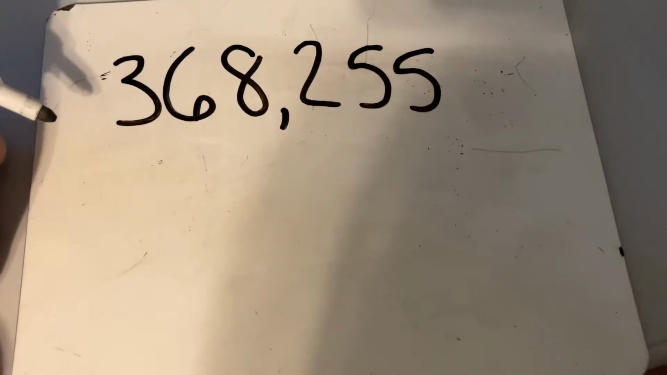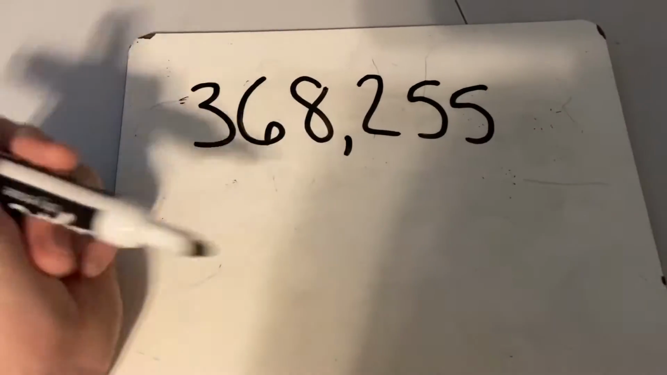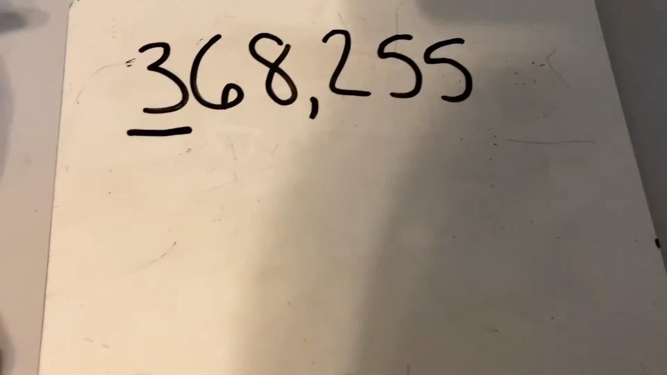Step one of our rounding roller coaster is to get into place and underline the digit that we're actually rounding to. We're currently trying to round this number, 368,255, to the nearest 100,000. Our digit in the 100,000s place is our 3. So we just underlined our 3.